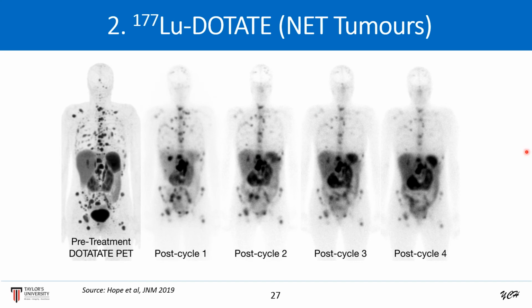The images here show very promising results for lutetium-177 docetaxel treatment for neuroendocrine tumors. Before the treatment, PET-CT was done using gallium-68 docetaxel. And this is post cycle 1, 2, 3, and 4. You can see the tumors have significantly reduced after post cycle 4. Mr. Soma will explain in more detail about this treatment.